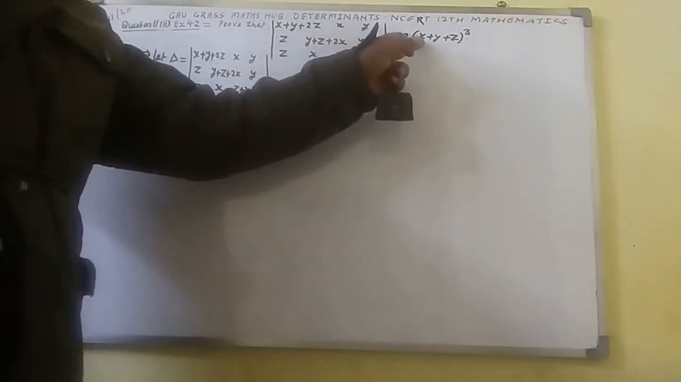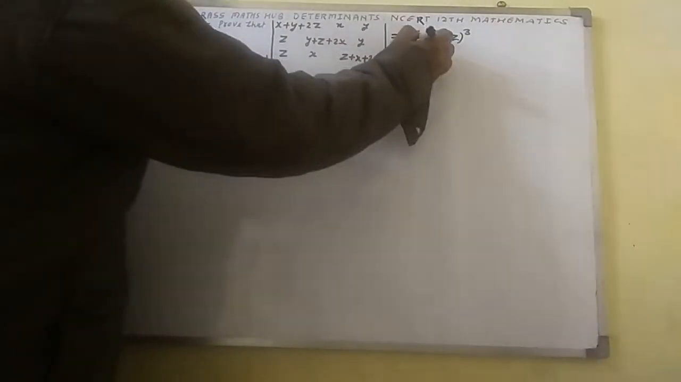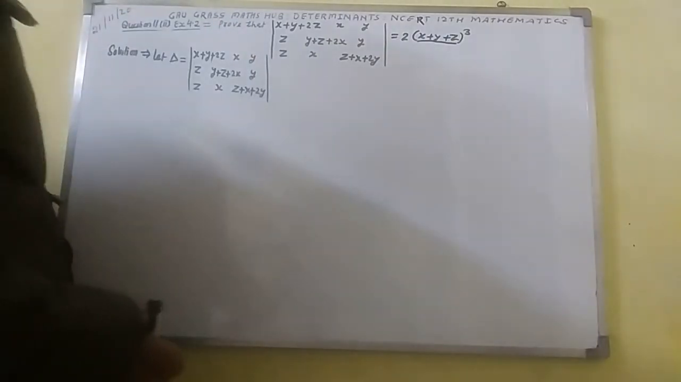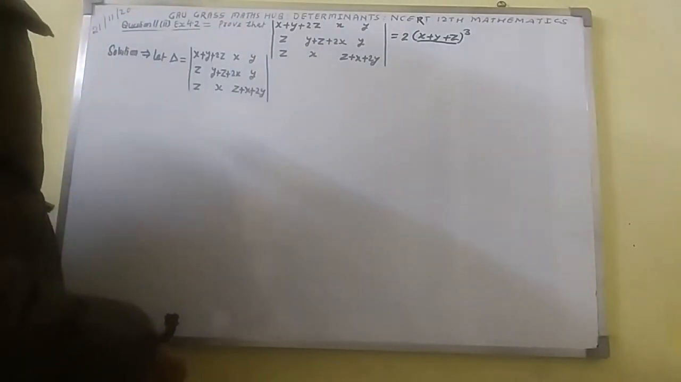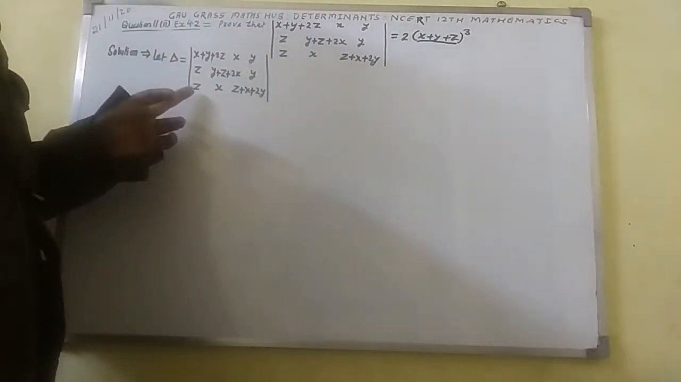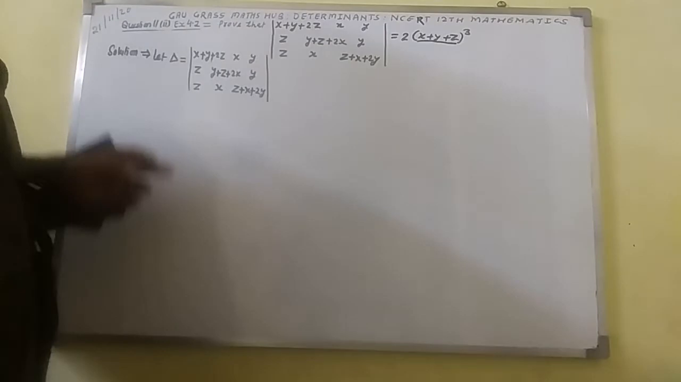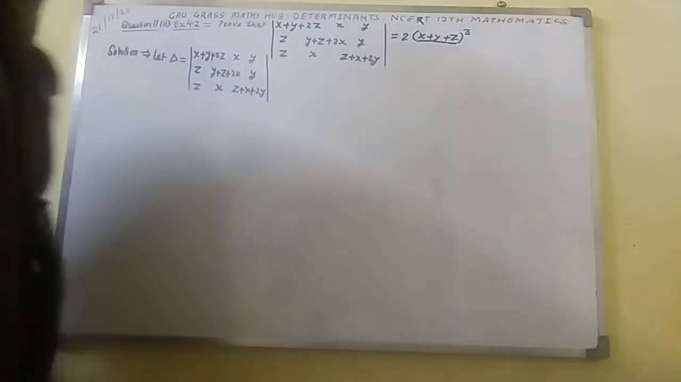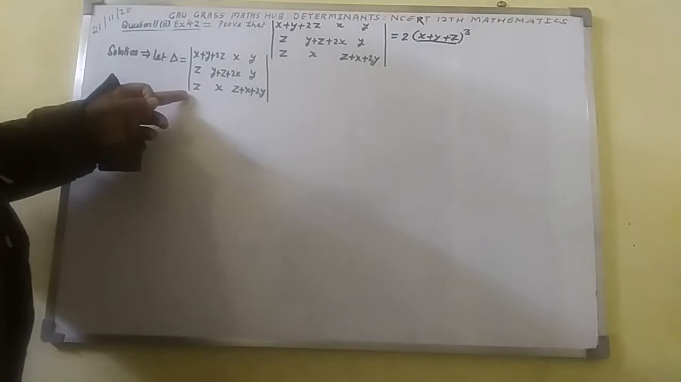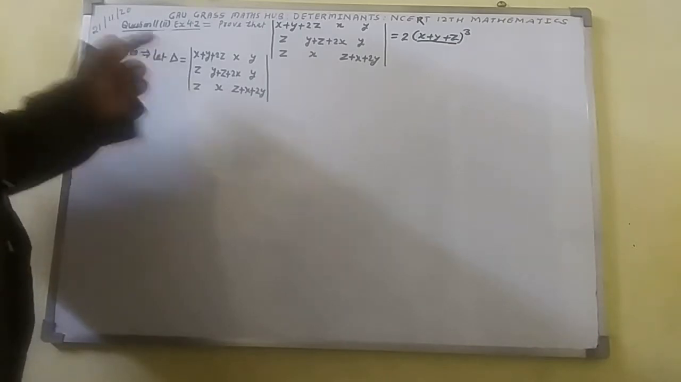LHS, this determinant, equals 2 times (x plus y plus z) whole power 3. Here you can see in the RHS, x plus y plus z is a factor. So here we shall think over this determinant. We shall derive x plus y plus z as a factor from any one column or any one row of this determinant.